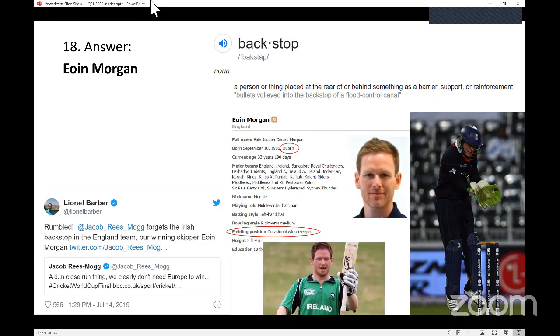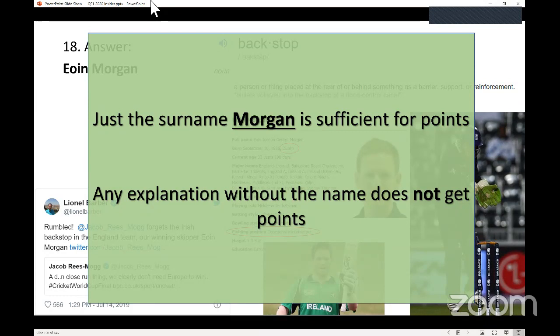Yeah, okay, fine. So a backstop is something that is placed behind as a barrier, support, reinforcement, that is a wicket keeper. And so Eoin Morgan was a wicket keeper for quite a while. So Eoin Morgan is the right answer because he's originally from Ireland and he was a backstop. So just the surname Morgan is sufficient for points.